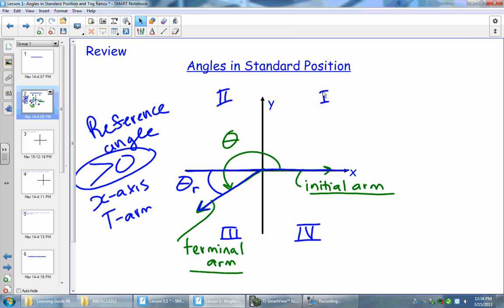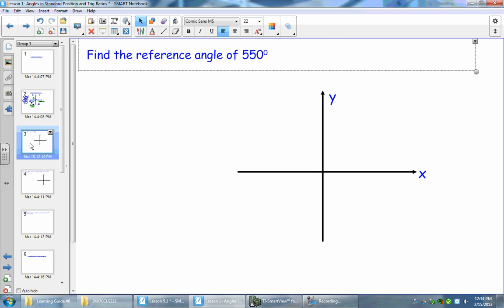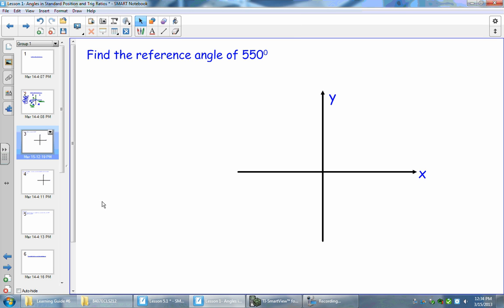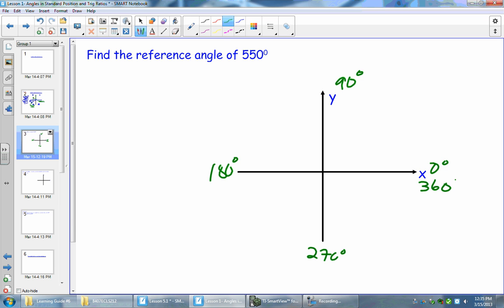So let's work on an example of a reference angle. It says find the reference angle of 550 degrees. So we're given the Cartesian plane here, mostly because it always helps to sketch that angle first. We know this starts at 0 degrees, goes to 90, this is 180, 270 here, and a full rotation makes up 360 degrees. Obviously 550 degrees is greater than 360, so we're rotating at least once.